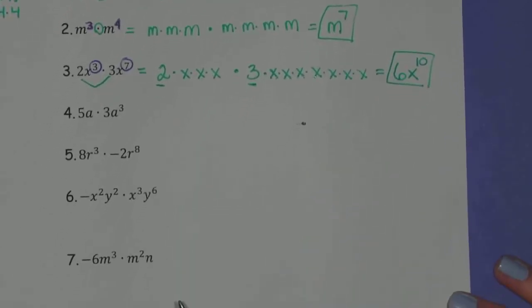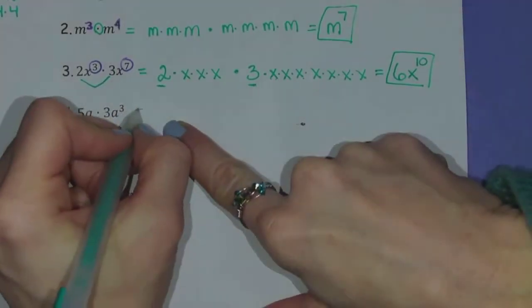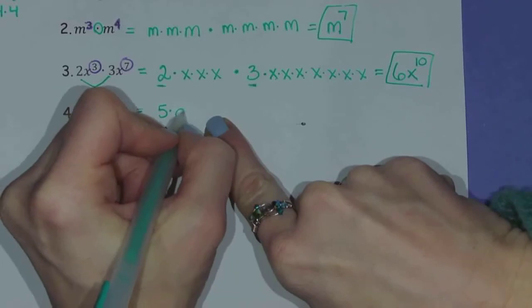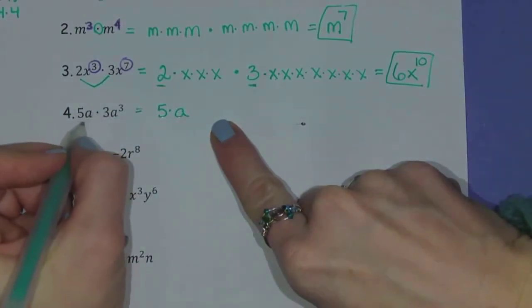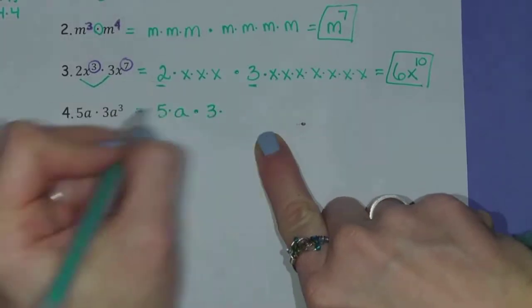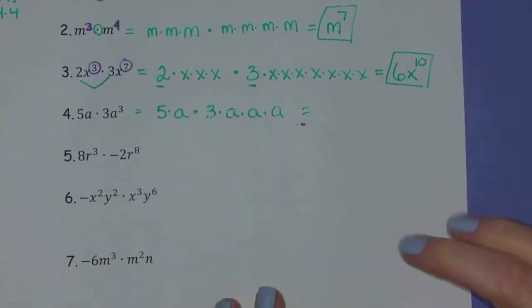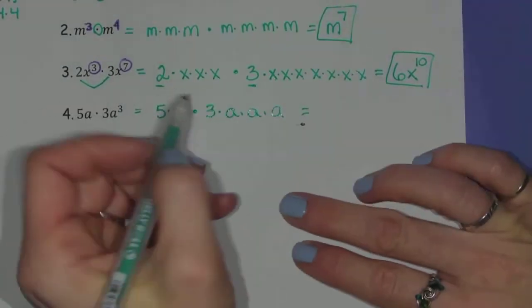Okay, let's go to number 4. 5a times 3a to the 3rd. The breakdown would be 5 times a, that's all that is, times 3 times a times a times a. So there's my breakdown. Now here's my build.